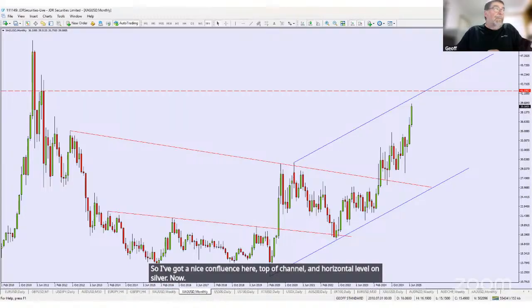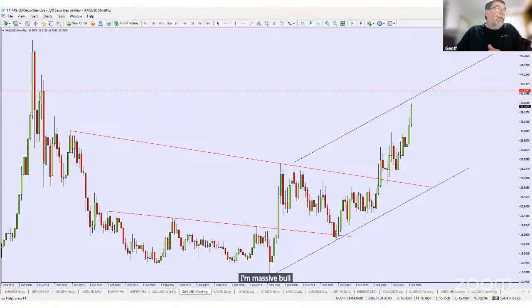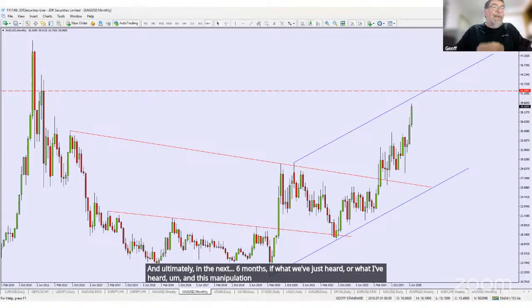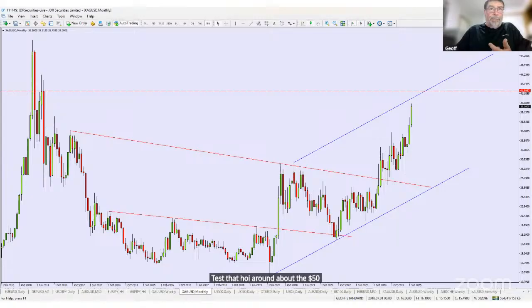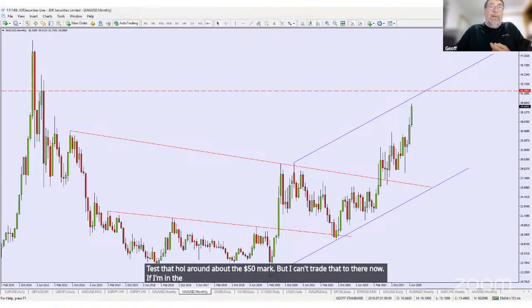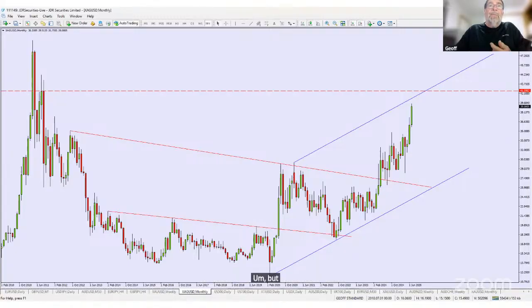Now, I'm a massive bull of silver. I hold silver, trade silver, and nothing would please me more than to see silver go to $50. And ultimately, in the next 6 months, if what I've heard, and this manipulation of silver is no longer in play, then I see absolutely no reason why we don't test that high around about the $50 mark. But I can't trade that to there now. If I'm in the trade, fine, and I am.